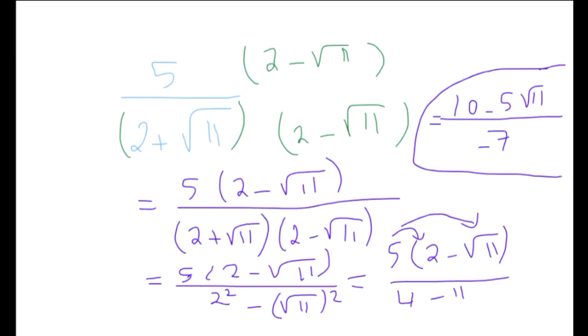Okay? This is how to rationalize using the conjugate in case where you have adding or subtracting. Another example. So let's do another example like 2 over 1 minus radical 5.